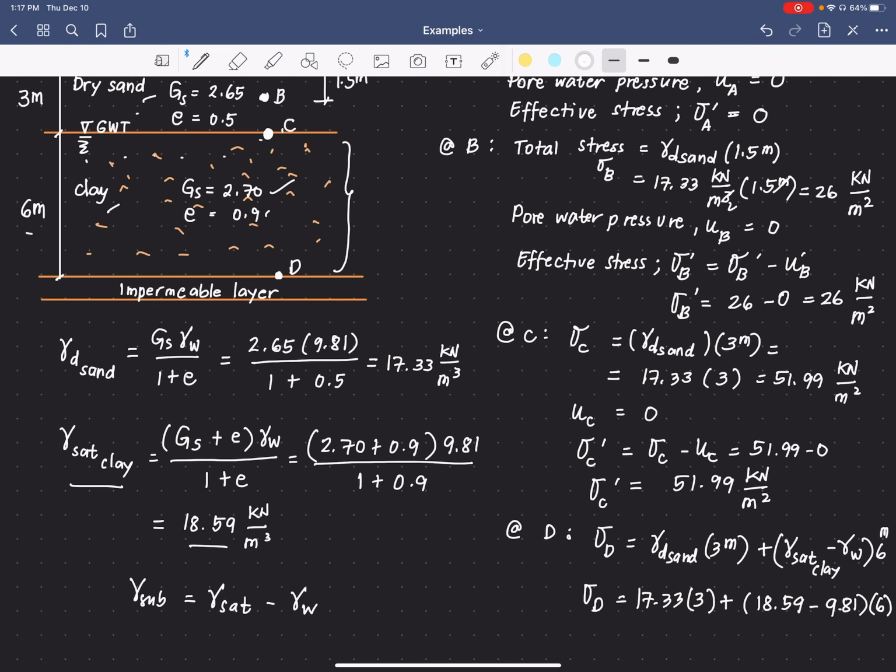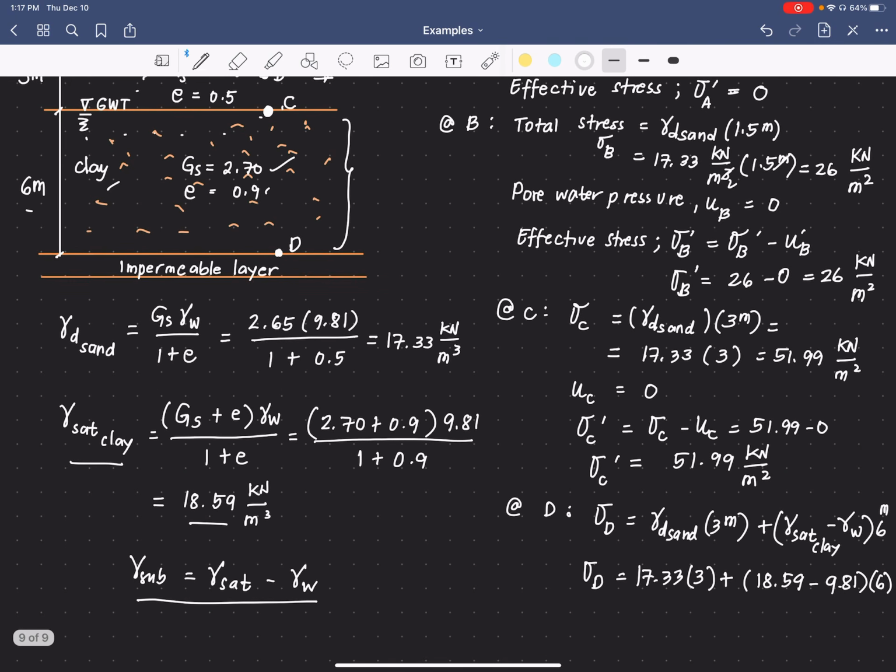So remember that the soil below the groundwater table should always be considered submerged, and the formula to use is this one. Or if you can calculate right away the submerged unit weight using the formula that we've learned from the weight-volume relationship, we could also do that. Hence, after calculating, we can get the total stress at point D, which is equivalent to 163.53 kilonewton per square meter.